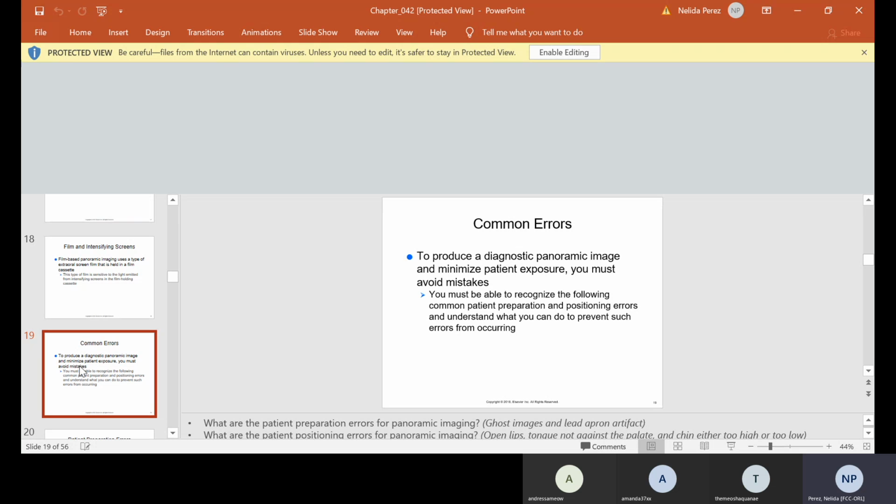Now, there are common errors to avoid to produce a diagnostic panoramic image and minimize patient exposure. You must avoid mistakes. You must be able to recognize the following common patient preparation and positioning errors and understand what you can do to prevent such errors from occurring.